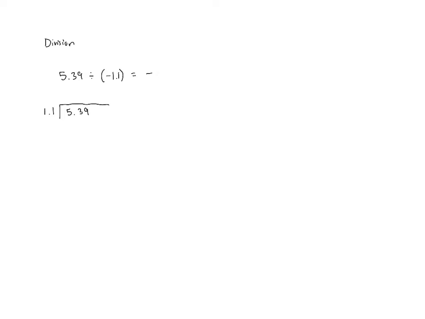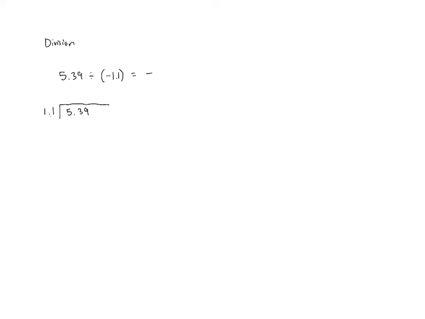Now here we've set it up, and there's an important rule that we need to follow. When we perform a division, the divisor, which is the number over here, has to be a whole number for this process to work. And in this case, we can see that it's not. It's 1.1.